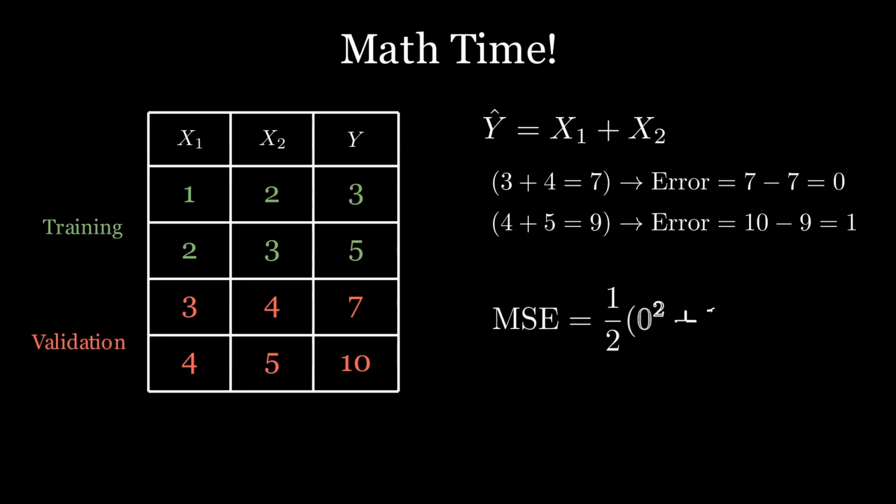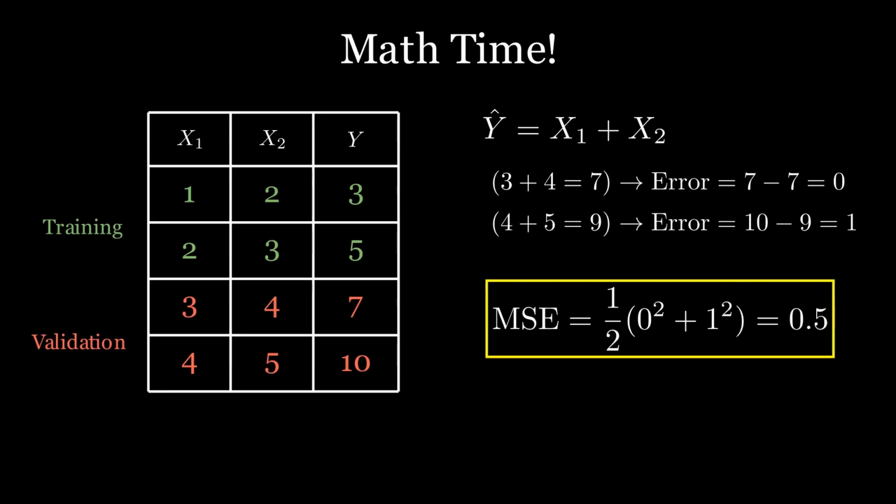To get the MSE, we average the squared errors. That's 0 squared plus 1 squared divided by 2, giving us 0.5. Relatively speaking, this is a simple calculation for a simple model. We'll see how this example can get more complicated when we discuss cross-validation in the next video. Oh yeah, and I guess we didn't really need a calculator for this one.